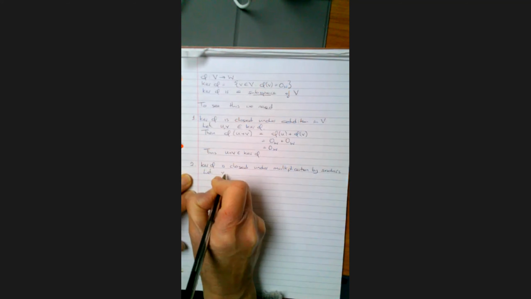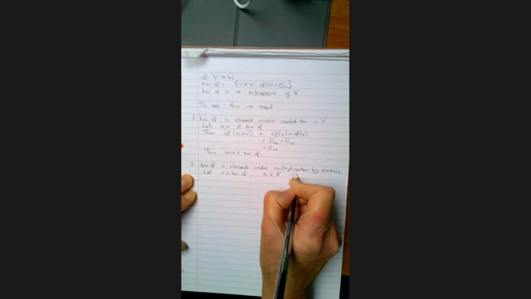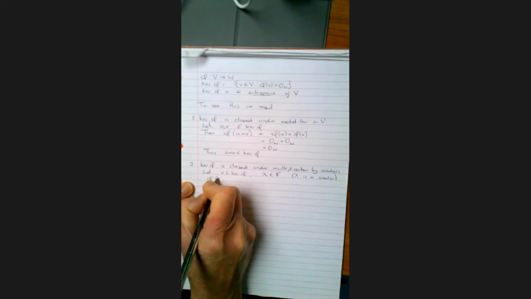So to see this, we have to give ourselves an element of the kernel of phi, let's call it little v, and we need to give ourselves a scalar. So give ourselves an element lambda of the field F, so lambda is a scalar. We have to satisfy ourselves that if v is in the kernel of phi, then so also is any scalar multiple of v. To satisfy ourselves with that, we have to apply phi to lambda v and hopefully show that we can get 0 in W using nothing but the definition and basic properties of linear transformations.